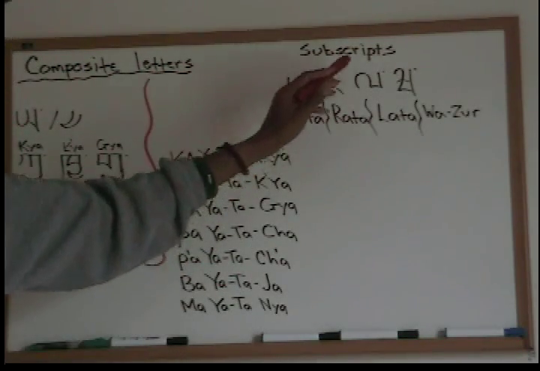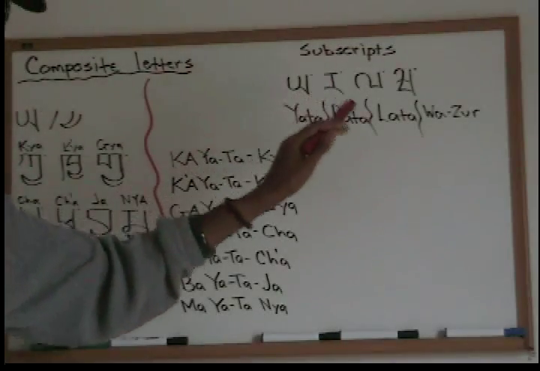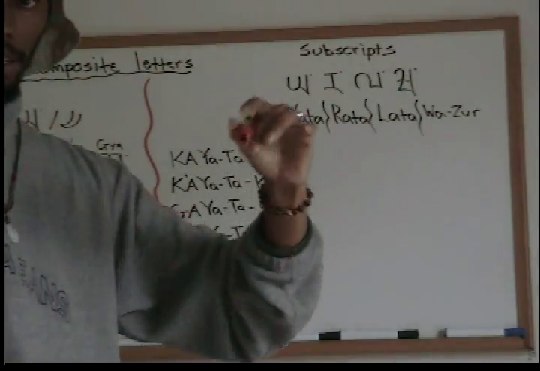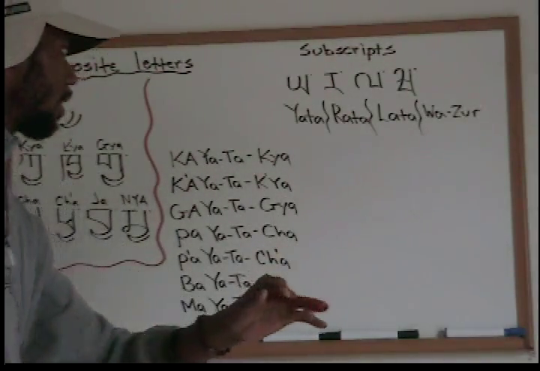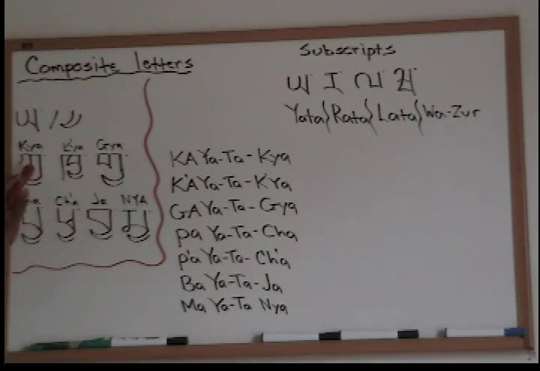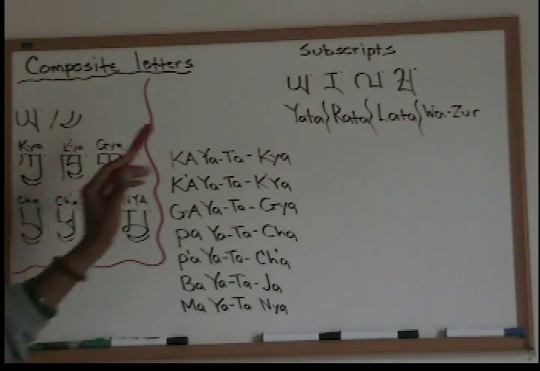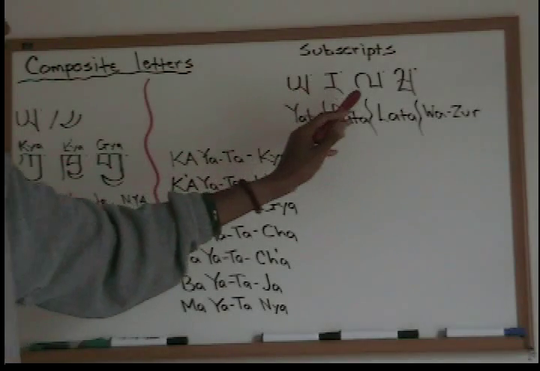Let's start with the subscripts. Subscripts are letters that are written on the bottom. For example, let's take our first consonant in the alphabet, ka, and here it's with a ya under it. This is called a subscript. And these are the four subscripts.